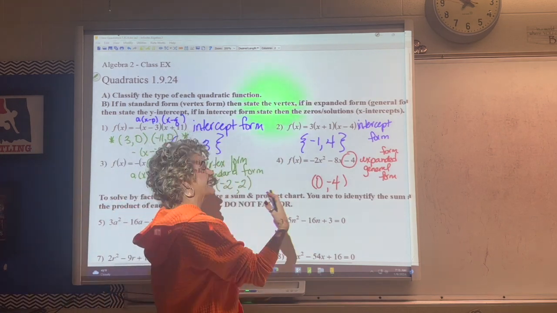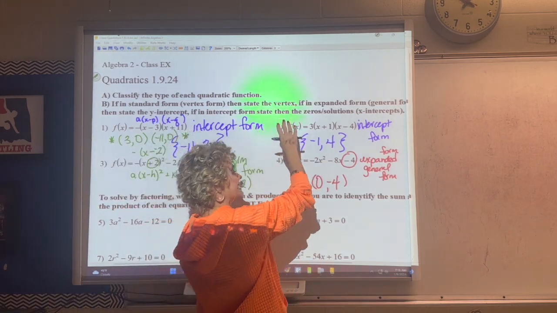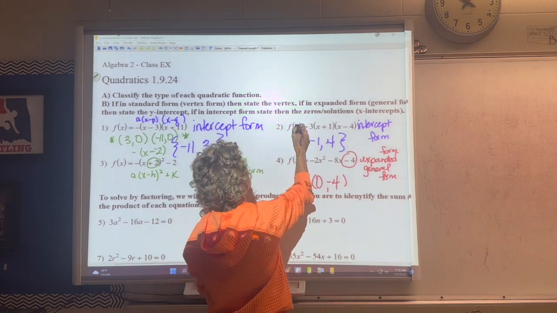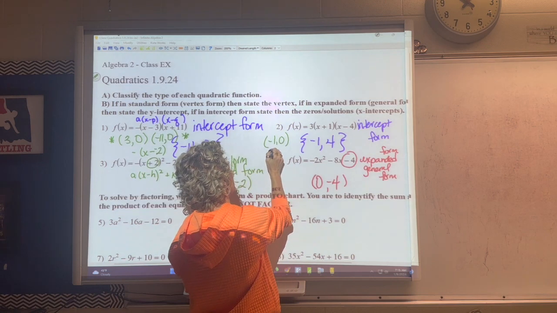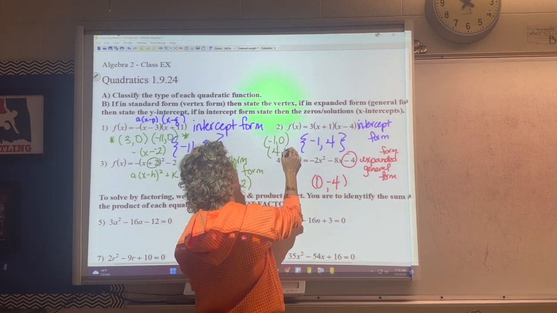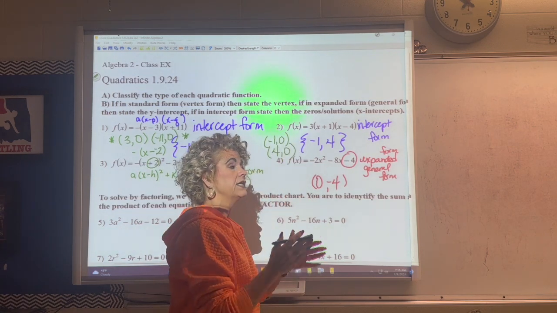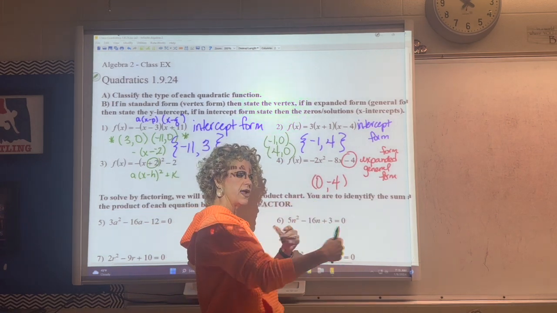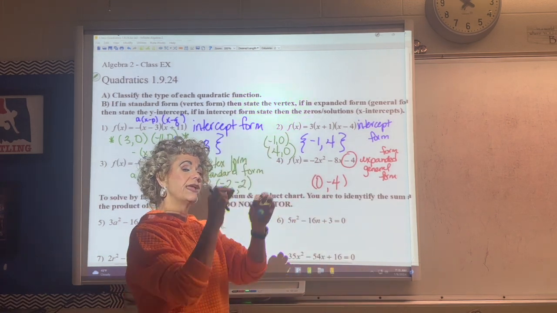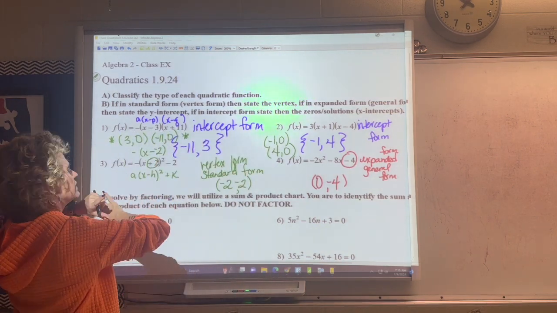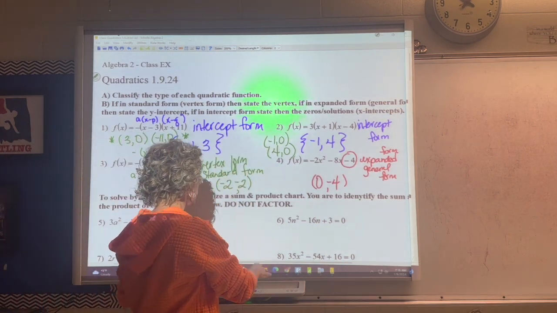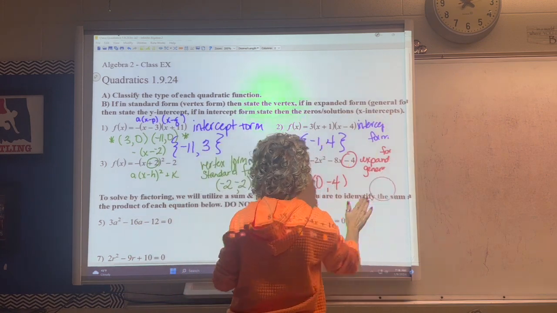Then on number 2, again, we're going to pretend it said state the intercepts. If it's intercepts, I have a -1, 0. That's one of my intercepts. The other x-intercept is 4, 0. And again, in order to have an x-intercept, y has to be 0. In order to have a y-intercept, x has to be 0. So this is all recap, just a quick reintroduction on all of this.